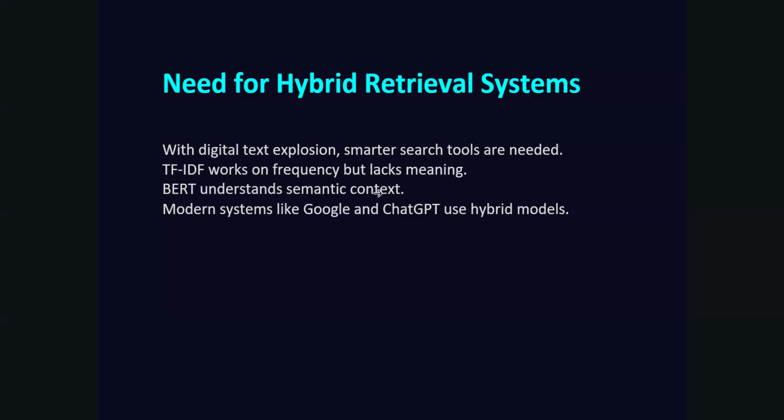The need for this retrieval system is that nowadays there is a massive amount of digital text such as research papers, articles, and reports. Traditional keyword methods such as TF-IDF work well for simple queries, but they don't understand the actual meaning of the sentence. So I decided to combine TF-IDF and BERT, a transformer-based model from Google, to make a hybrid retrieval system that is both fast and smart.